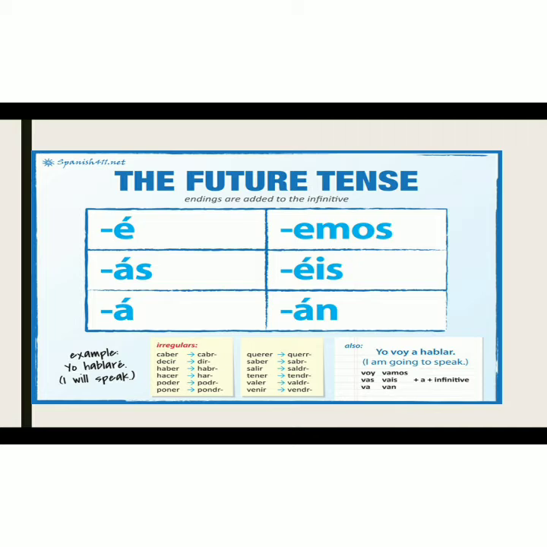Remember, the verb ir means to go, and it is used also to express the future tense. You may use any conjugation of ir in the present tense based on who you're speaking about to express future actions, plus a plus infinitive. For example, yo voy a hablar, which means I am going to speak. If you wanted to say we are going to read, you may say nosotros vamos a leer.